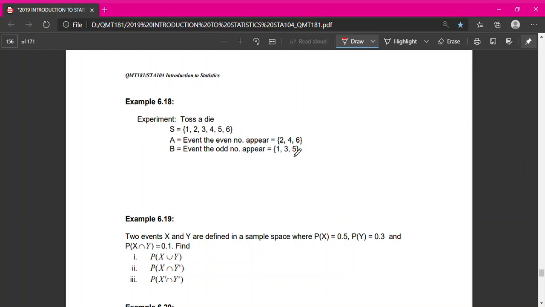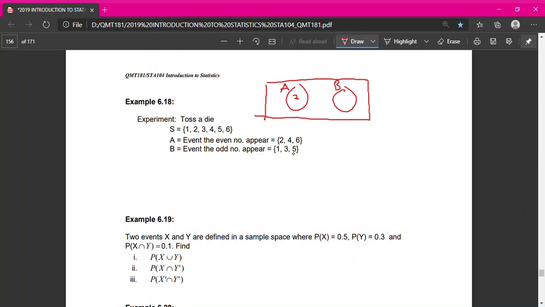So, ada intersection tak di antara event A dan B? Tiada intersection, kan? So, kalau kita lukis dia punya Venn diagram, so dia akan jadi macam ni lah. Ni event A, ni event B. Event A ada 2, 4 and 6. Event B ada 1, 3 and 5. There is no intersection between these two events.